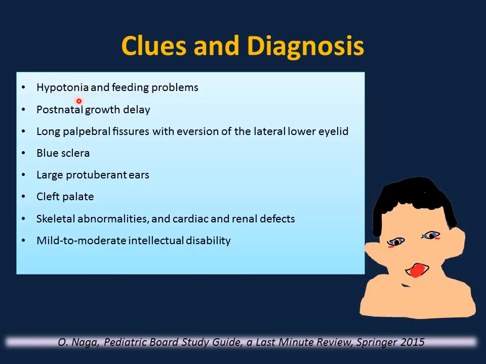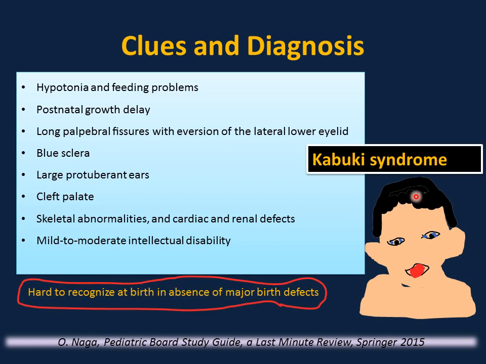Another case: if you have a case with hypotonia, feeding problems, postnatal growth delay, long palpebral fissures with eversion of the lateral lower lids, blue sclera, large ears, cleft palate, skeletal abnormalities, cardiac and renal defects, mild to moderate intellectual disability, what is the most likely underlying condition? This is a case of Kabuki syndrome. It is hard to recognize this syndrome at birth in absence of major birth defects, but the usual presentation after birth is hypotonia and poor feeding.